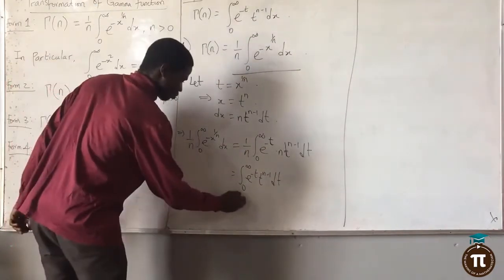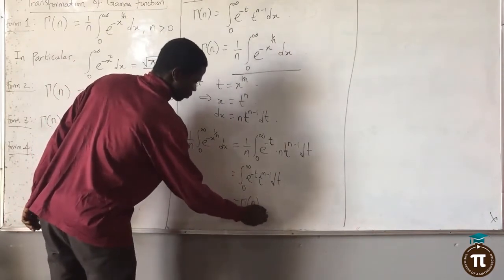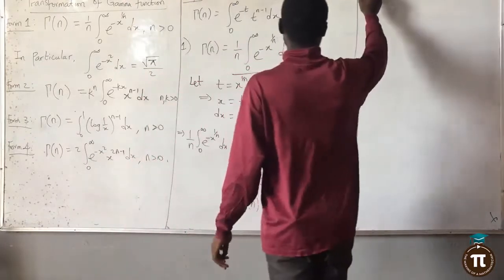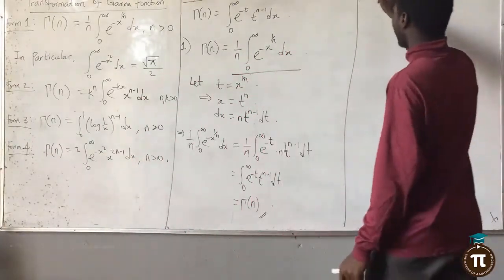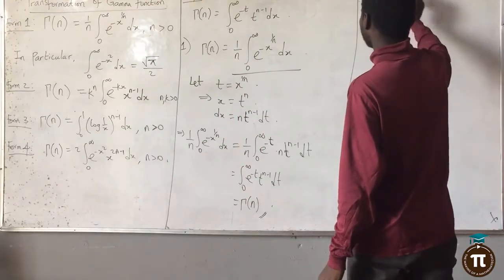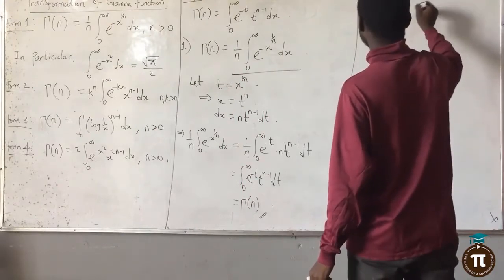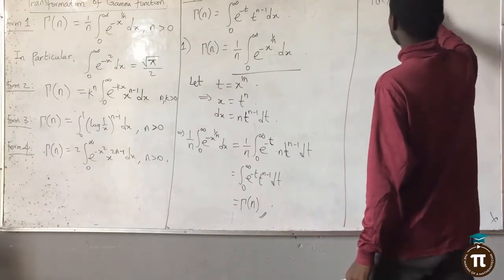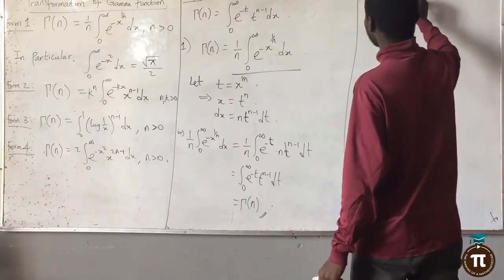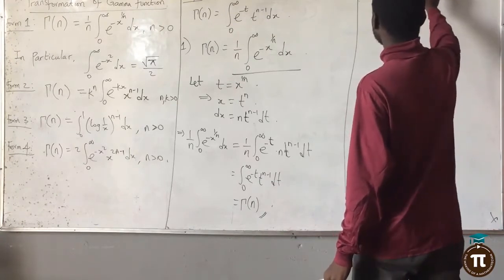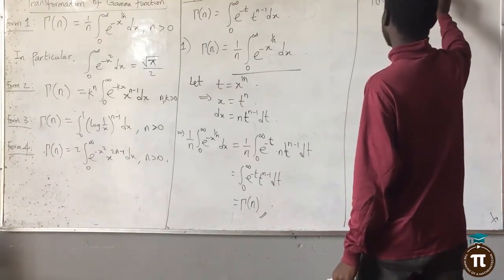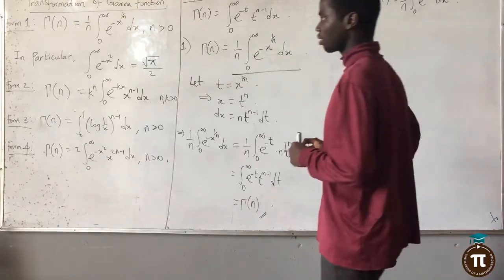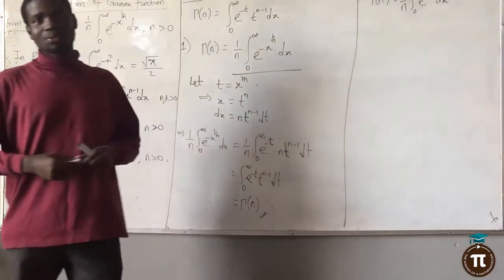So this is equal to gamma of n. So that's what I have. So I'm done with number 1. Therefore, gamma of n is equal to 1 over n integral from 0 to infinity e raised to power minus s raised to power 1 over n ds. So the next one is number 2.